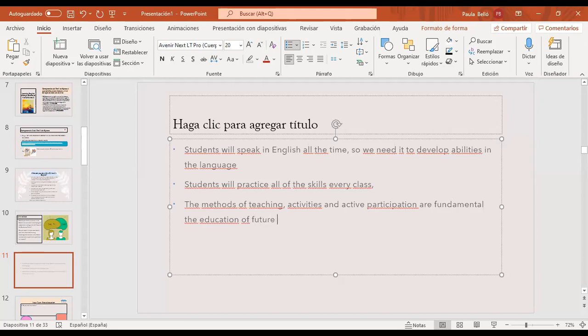Future teachers, everything you can learn here will be useful for your future. Yes, improve English, exactly. So the methods of teaching activities and active participation are fundamental in the education of future teachers and the development of knowledge of the language.